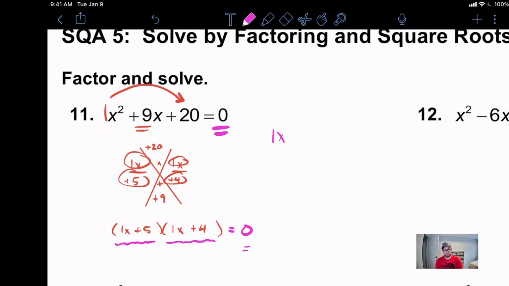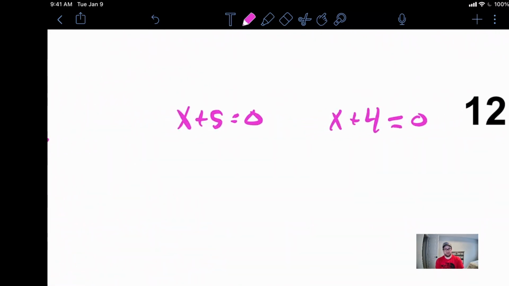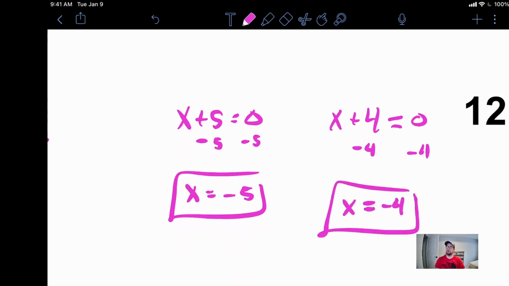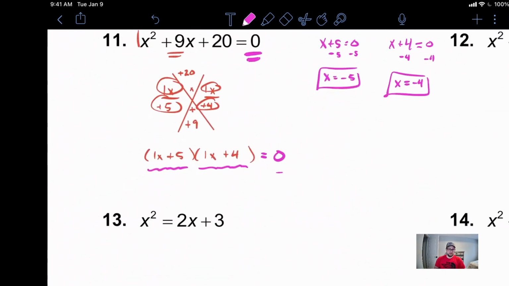So we know 1x is the same as just x, right? So x plus 5 equals 0, and then x plus 4 equals 0 will be the two equations we need to solve. Subtract 5, x is equal to a negative 5. And then on the other one, subtract 4 and subtract 4, x is equal to a negative 4. Nice job. Let's do another one.